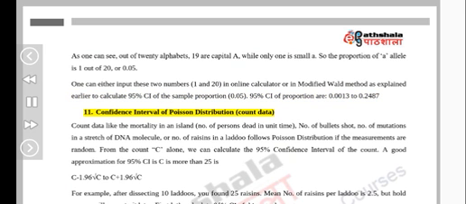11. Confidence interval of Poisson distribution count data. Count data like the mortality in an island, number of persons dead in unit time, number of bullets shot, number of mutations in a stretch of DNA molecule, or number of raisins in a laddu follows Poisson distribution if the measurements are random.